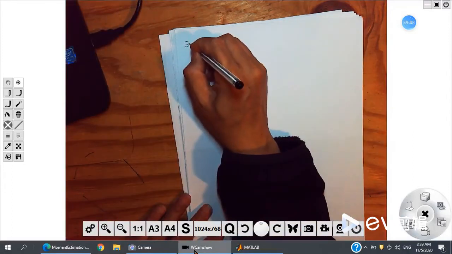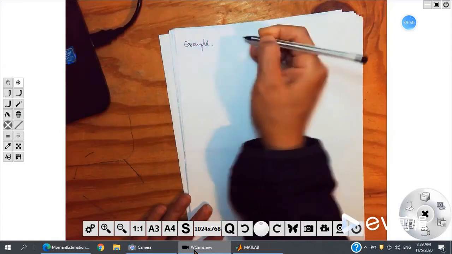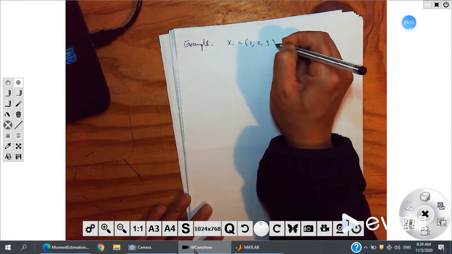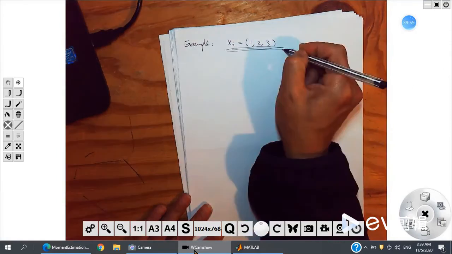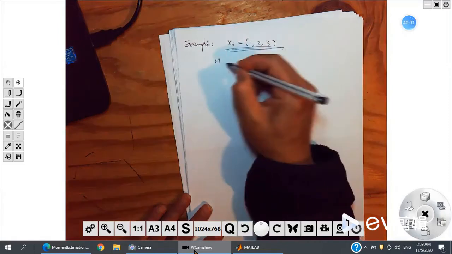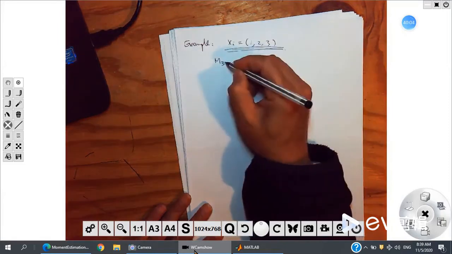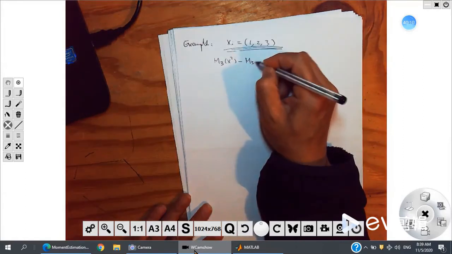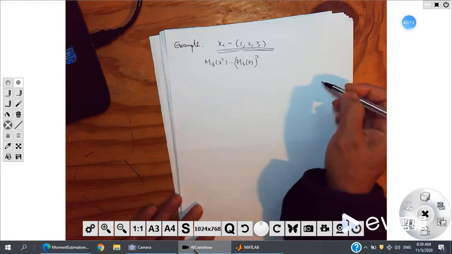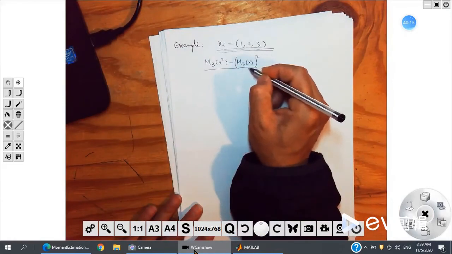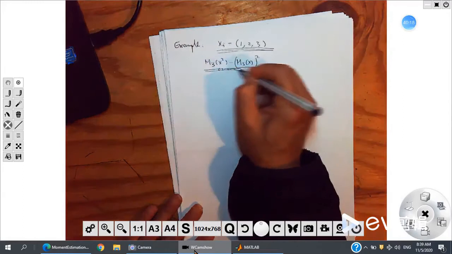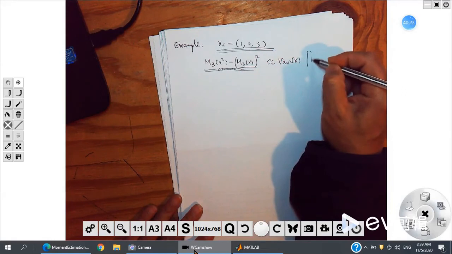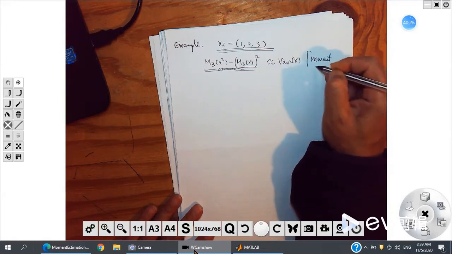Example. Xi equal to, I just write it like this, 1, 2, 3, right? I have observed 3 data points. Then the mean of all these 3 samples of x squared, minus the mean of x, squared. Do I need to divide by 3? Oh no, I just write it like this. This is the estimation of variance of x by the moment method, right? Moment method.